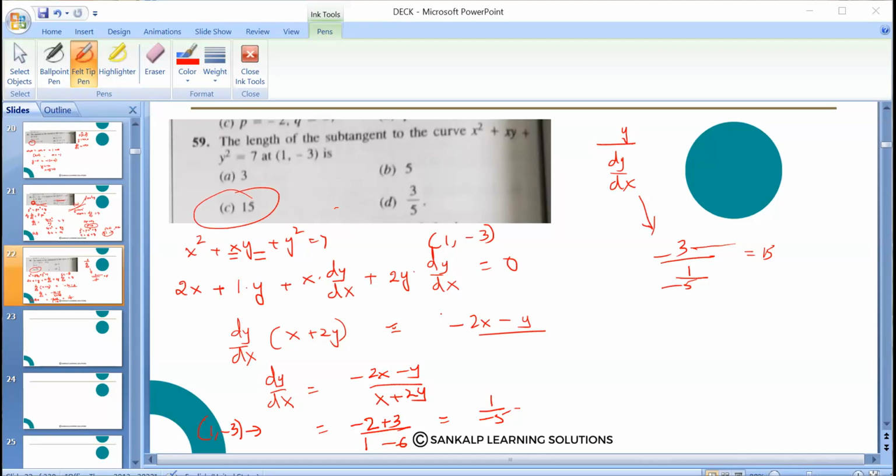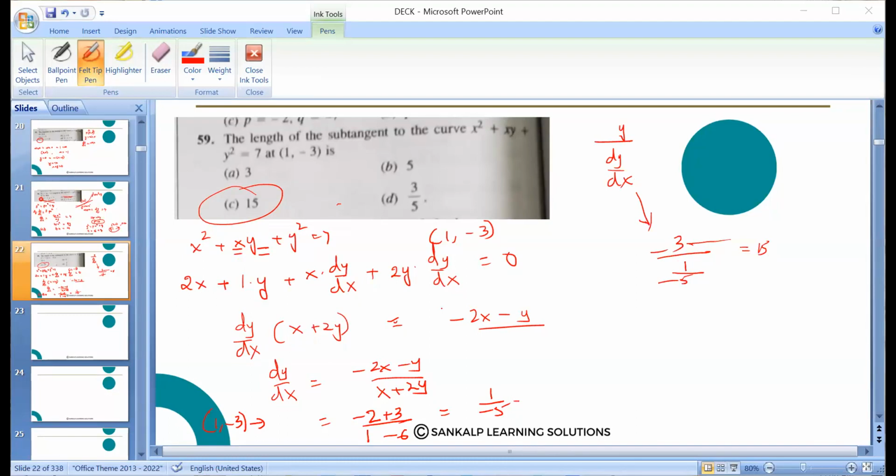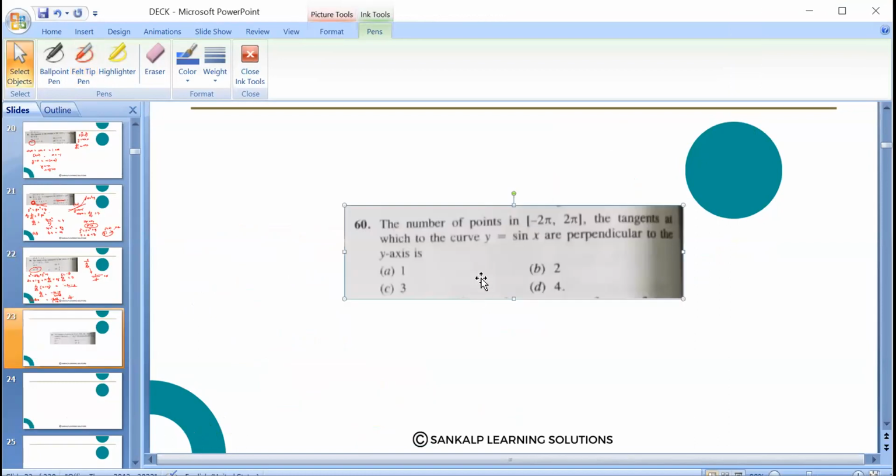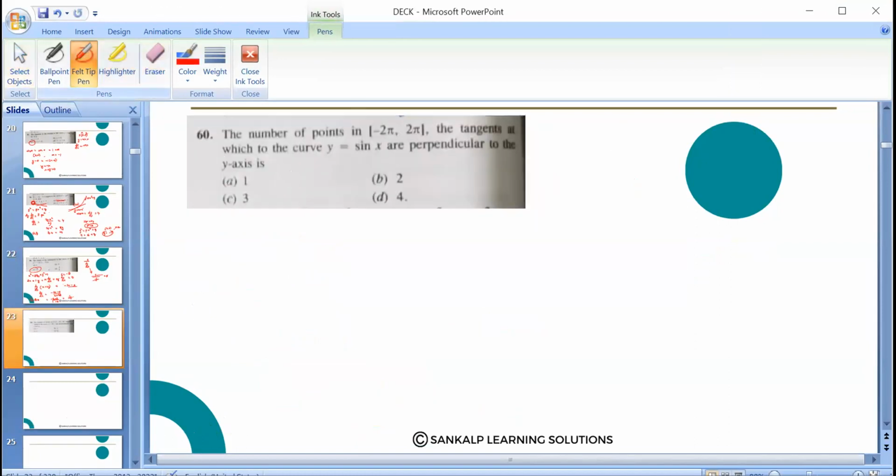Next is question number 60. The number of points in the interval minus 2 pi to 2 pi, the tangents at which to the curve y equal to sin x are perpendicular to the y-axis. Perpendicular to the y-axis means the slope of the tangents should be 0.